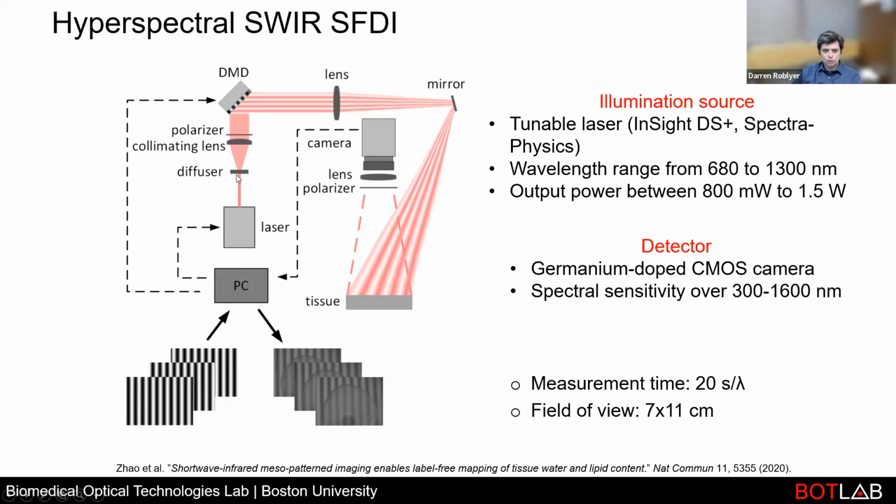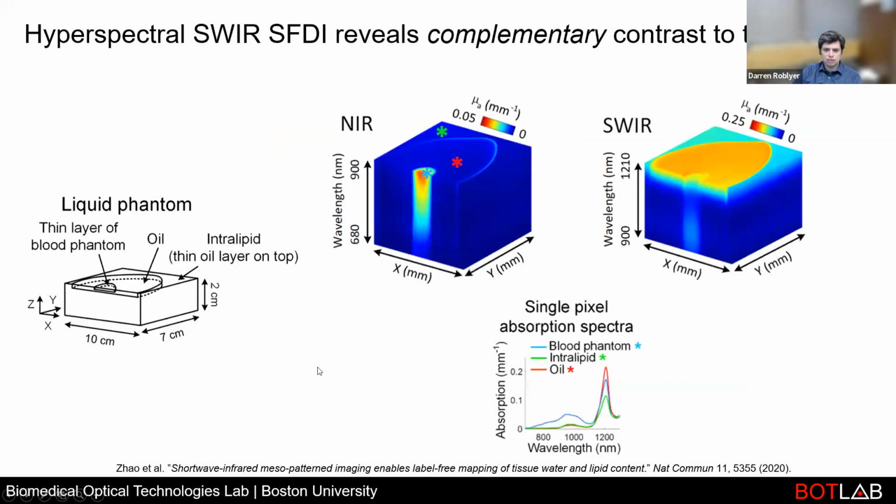And the output of this laser, we sent through a diffuser, we collimated it, put it through a linear polarizer. Here's our digital micromirror device that we use to then project spatial patterns. And in this case, we collect with a germanium dosed CMOS camera that has spectral sensitivity over a wide wavelength range up to 1600 nanometers. And with this, we could collect hyperspectral data cubes.